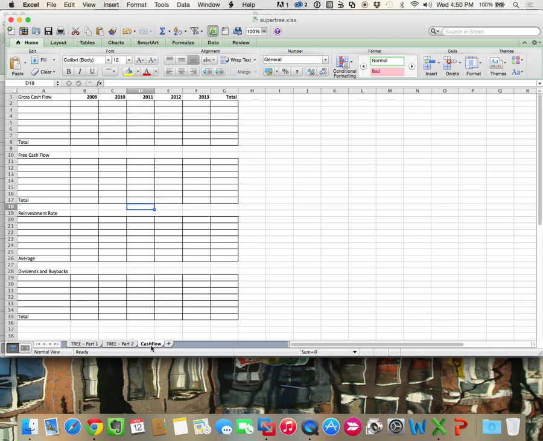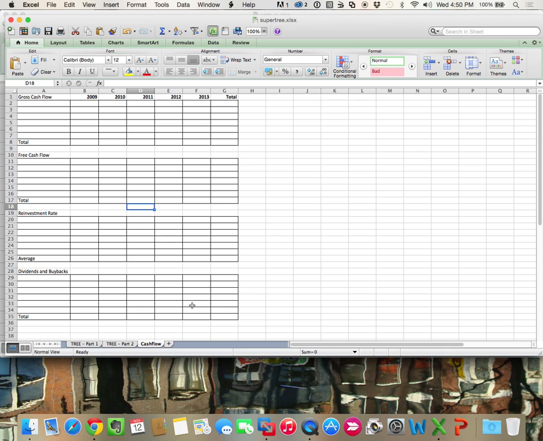Tab number 3 is the cash flow. 6 companies, gross cash flow. 6 companies, free cash flow. 6 companies, reinvestment rate. 6 companies, dividend, share repurchase. Dollars, dollars, percentage, dollars. So, here's your assignment for Monday. For Monday, I only want you to do 3 companies: CVS, Walgreens, Rite Aid.